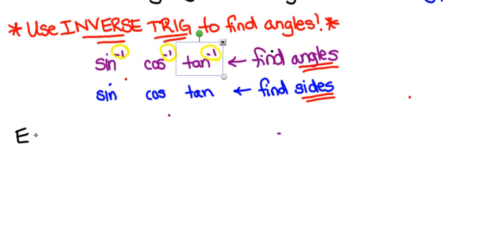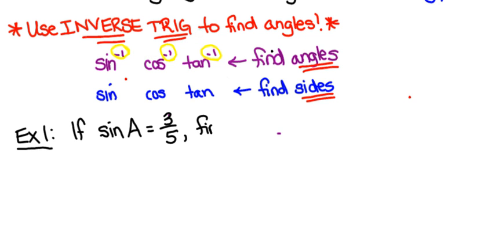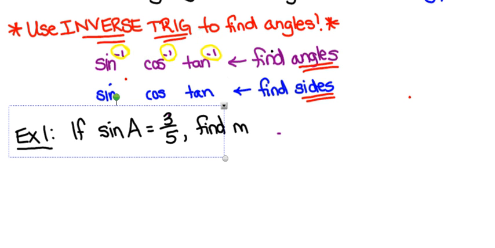In example 1, I'm going to say that we know that the sine of some angle, I'm going to call it angle A, for lack of something better, is equal to 3/5. Can we find out which angle has that sine value? So in other words, find the measure of angle A. So again, if we know the sine value of some angle, can we work backwards in order to find its angle measure? This is what this is all about.